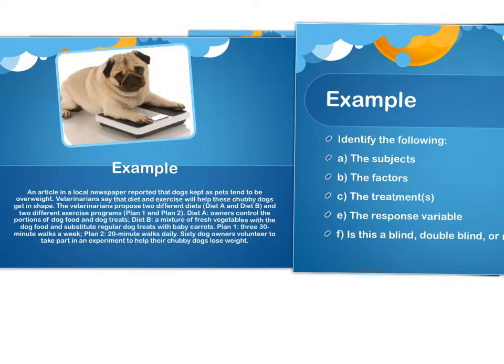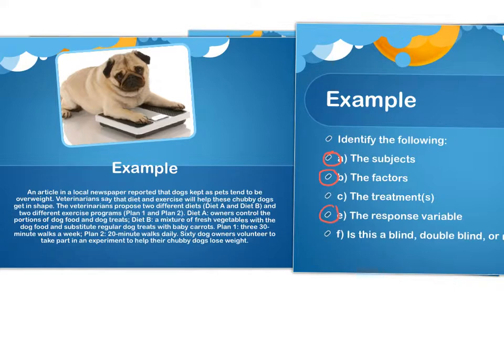So the first question is: is this an experiment or is this an observational study? Well, are we imposing treatments on specific groups is the question you should ask. And as you can see, yes, we are putting dogs into 2 different groups. So this is definitely an experiment. And in this experiment, let's identify the subjects, the factors, and the response variable.